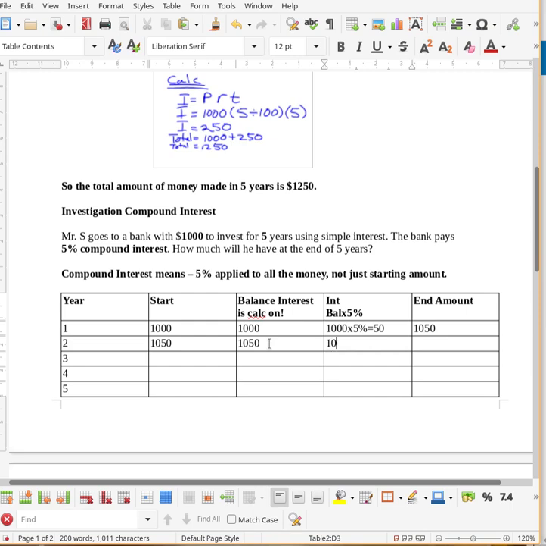Then we're going to take $1,050 and times it by 5%. And that 5% is 5 divided by 100, whatever you want, or just 5% on your calculator. And you're going to get $52.50. So now we add this plus the $52.50 to get $1,102.50. So now, at the start of the next year, we start with $1,102.50. And the balance that the interest is calculated on is the amount that we start with at the beginning of the year.